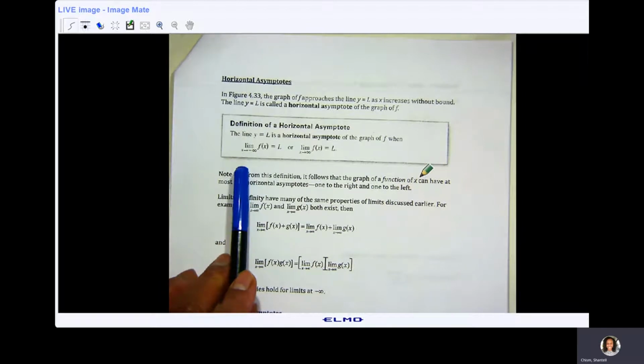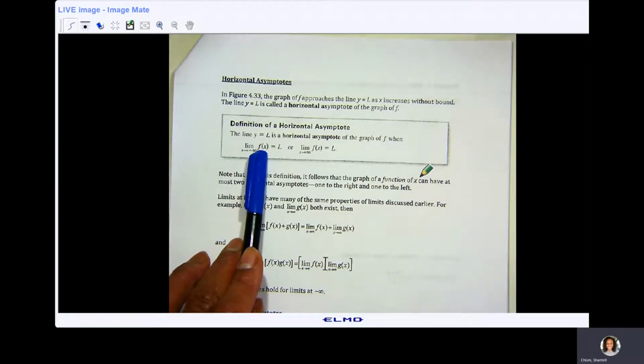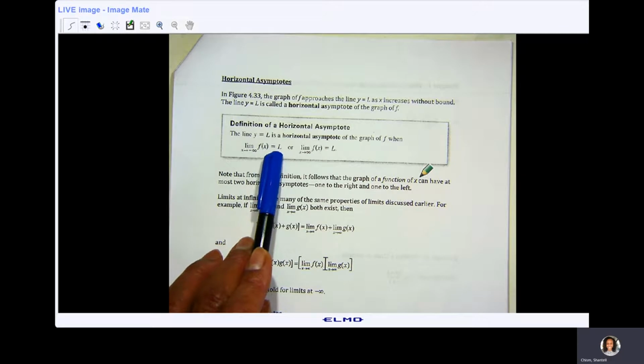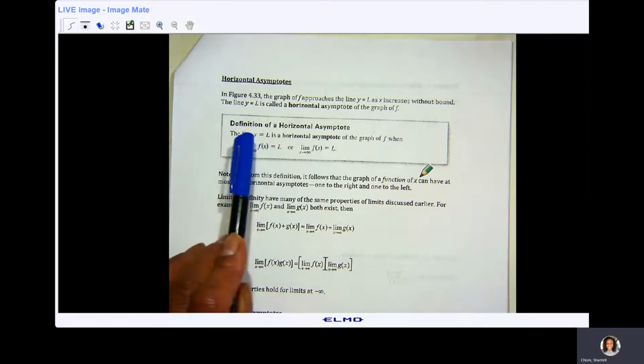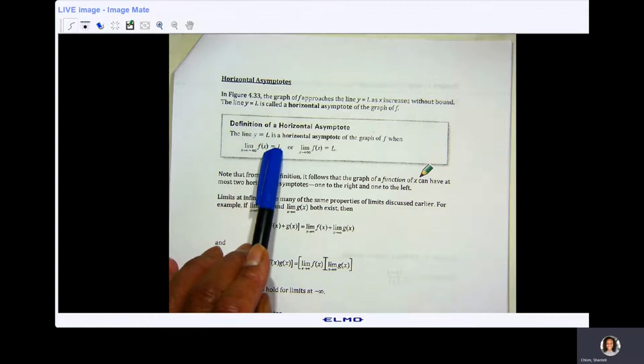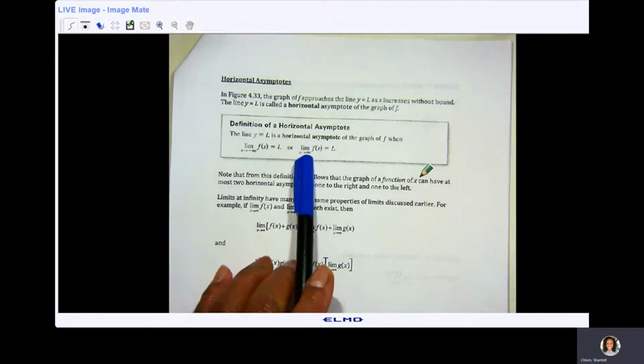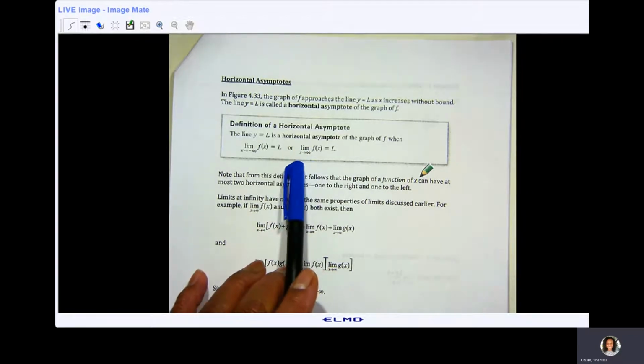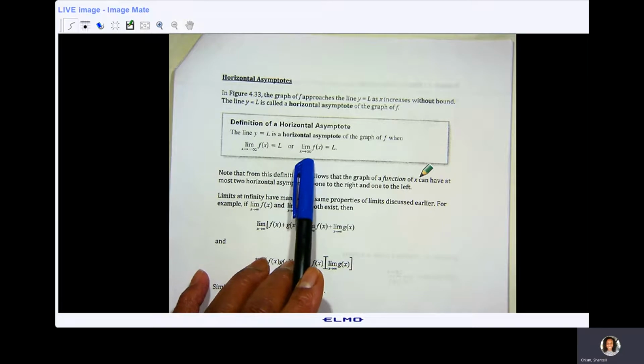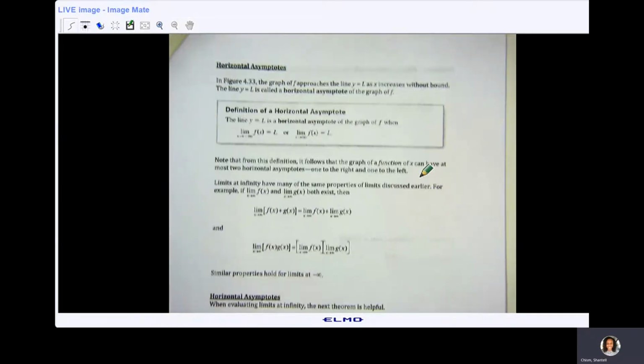So, for example, if we have the limit as x approaches negative infinity of some function, if that equals this value L, then you can write the line y equals L, whatever that value is, and it would be the horizontal asymptote of that function. And same thing if x is approaching positive infinity, it works the same.